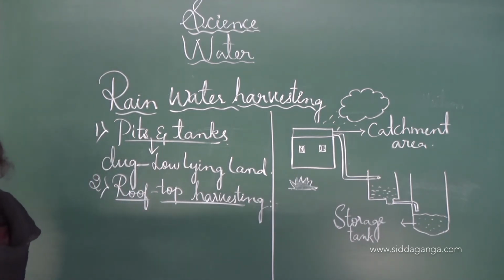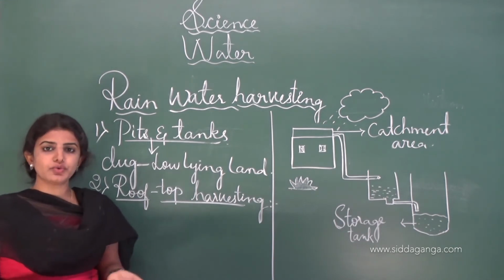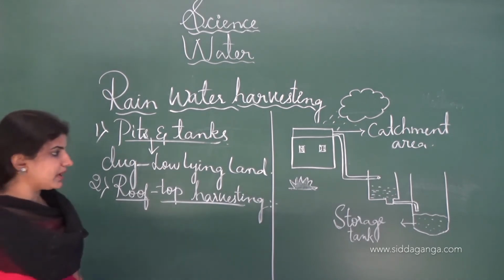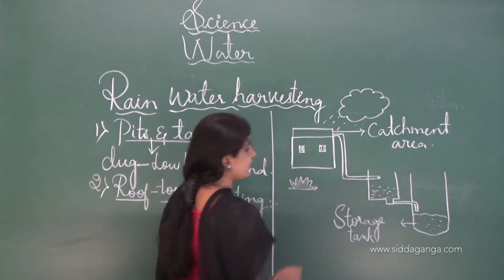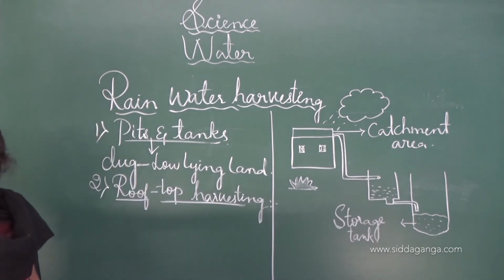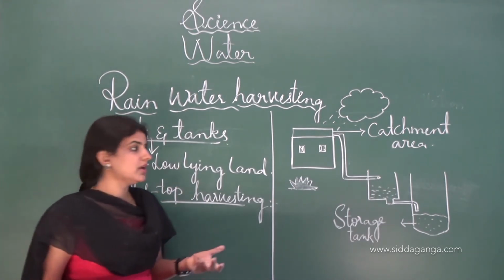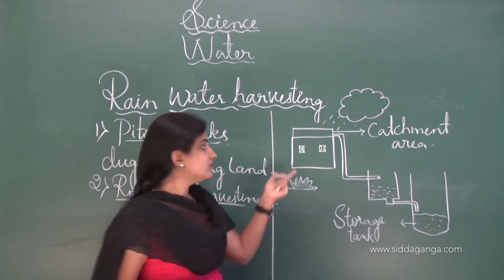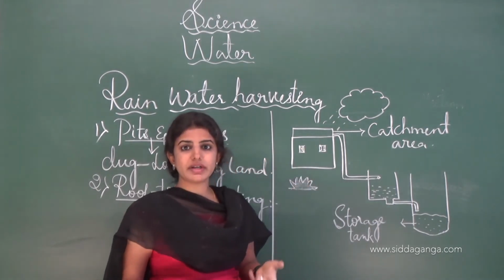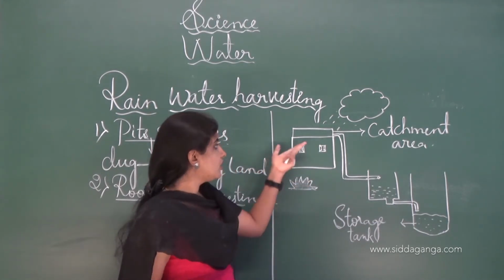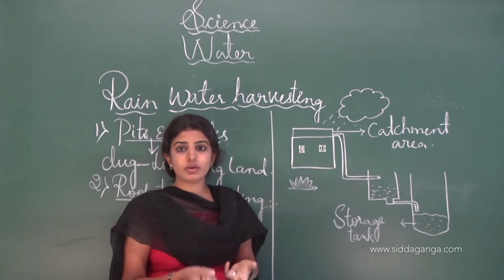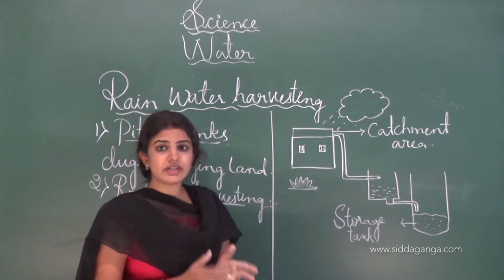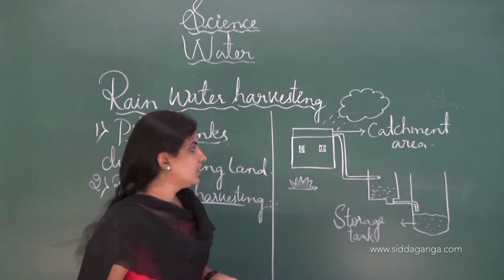In this system the rainwater is collected from the rooftop to the storage tank through the pipes. Later this water may contain soil particles. Sometimes the rainwater will contain soil particles. Since the roof is exposed, soil and dust particles will be present, and along with the water the soil particles will come through this pipe, so we have to filter it and later use it.